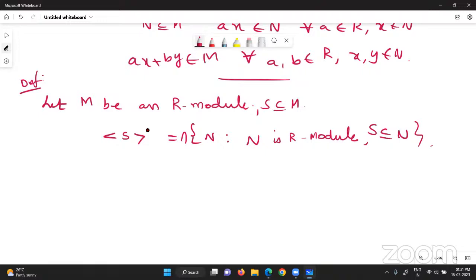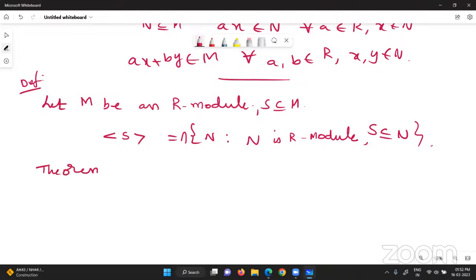First of all, N is an R module, S is a subset of M, and S is any subset of M. Then we say it is the submodule generated by S. And we can see that this is the set of linear combinations of elements.